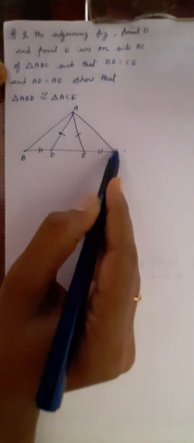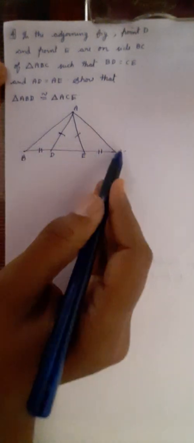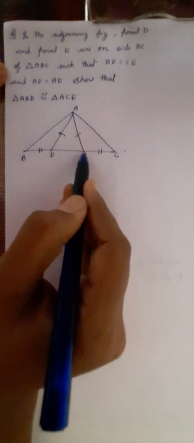Problem set 3, question number 4. In the adjoining figure, point D and point E are on side BC. See, BC is a straight line. On the line BC, point D and E exist.